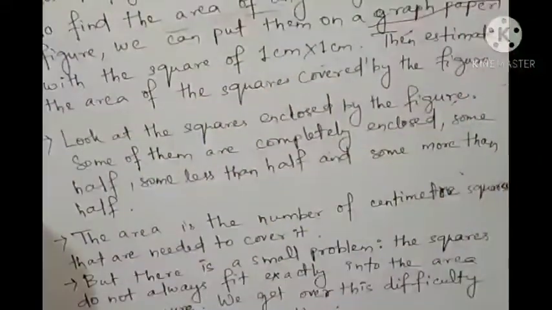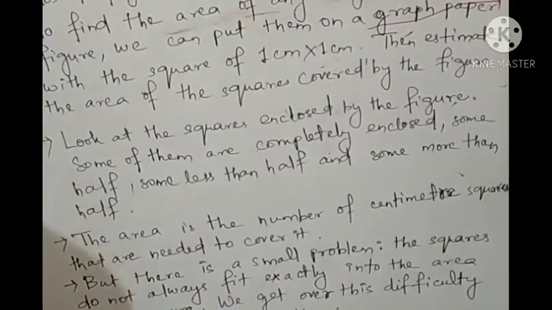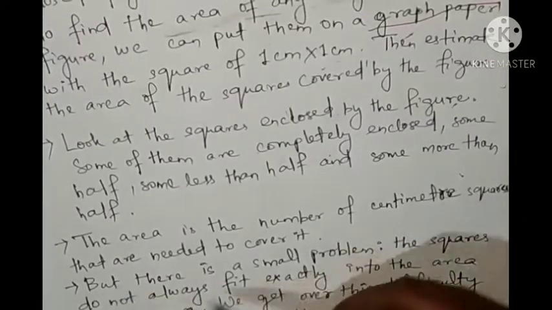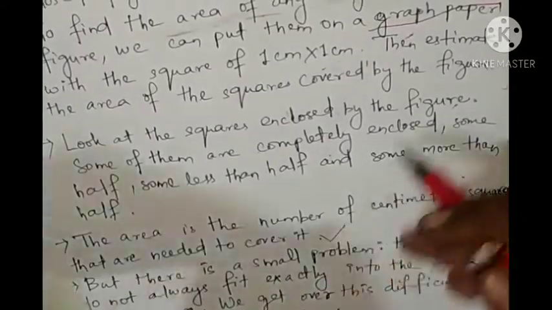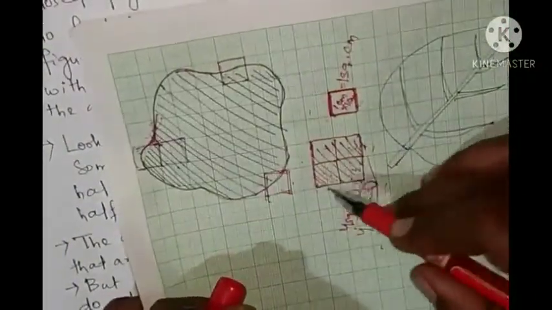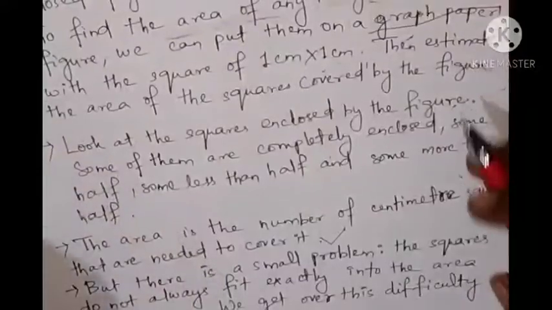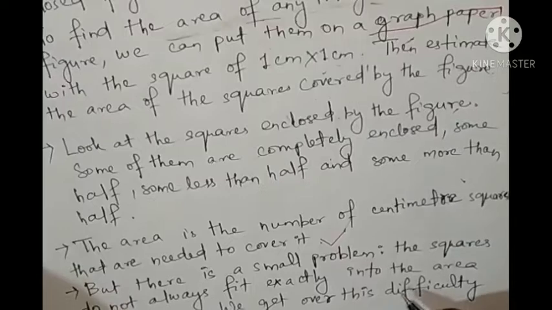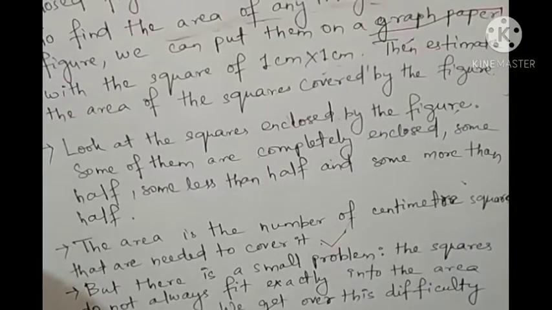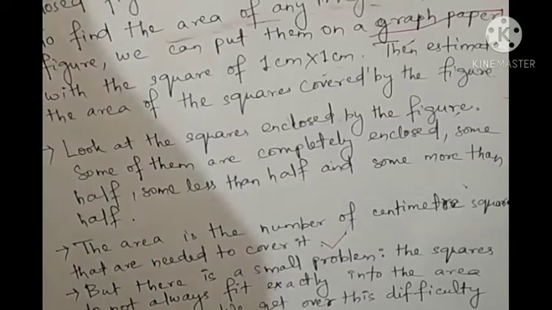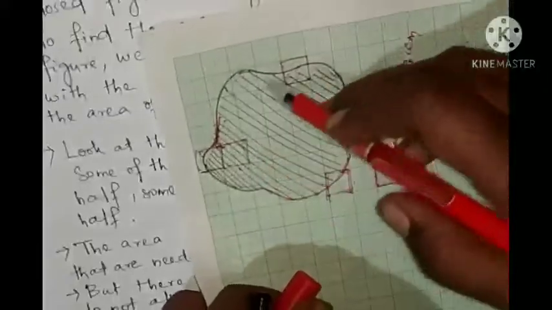So let's see. The area is the number of centimeter squares that are needed to cover it. So how many centimeter squares we get, means we'll count how many centimeter squares, so we can get the area. But there is a small problem. The problem is what? Squares do not always fit exactly into the area you measure. We get over this difficulty by adopting a convention. Okay, so we are not always getting fully filled squares.